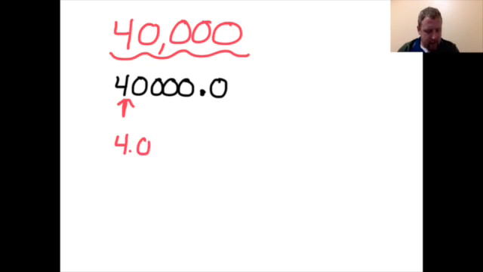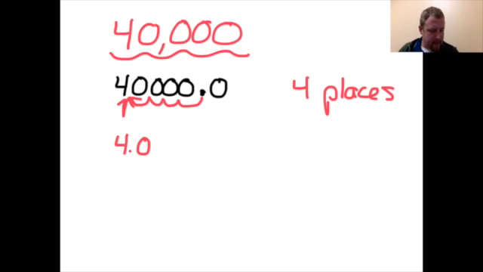Okay, so it's going to become 4.0. And to get to that 4, I had to move the decimal 1, 2, 3, 4 places. Okay, 4 places. Write that down. 4 places. All right, so now I've got 4 point, because I moved that decimal to right there. Okay, 4.0. But that's not the same number as 40,000.